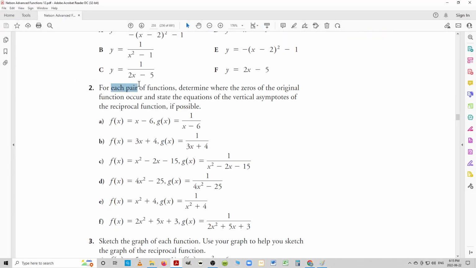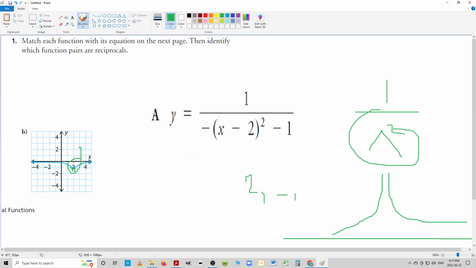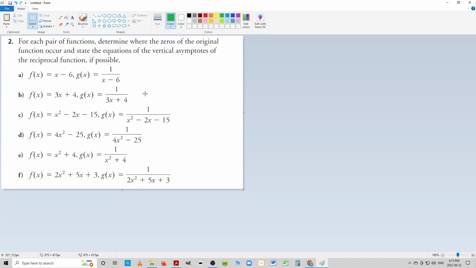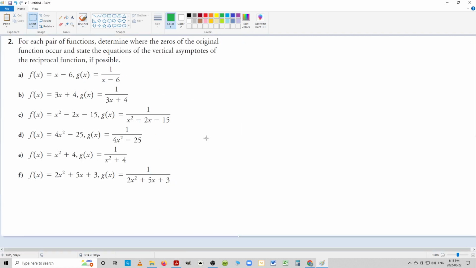All right. For each pair of functions, determine where the zeros of the original function occur and state the equations of the vertical asymptote. So here's the original function, which is just a line. And here is the reciprocal. So they're trying to get you to see a connection between the original functions and when they appear as a denominator. Okay? I don't really like that method. Really, they're just asking us to factor over and over again. I prefer just to factor the denominator. But they want you to see the connections between the original functions, and now when they're in the denominator, I don't really see the point, but okay.